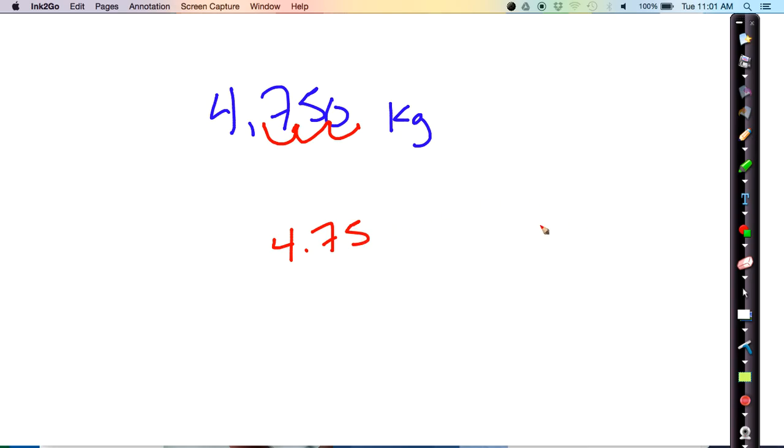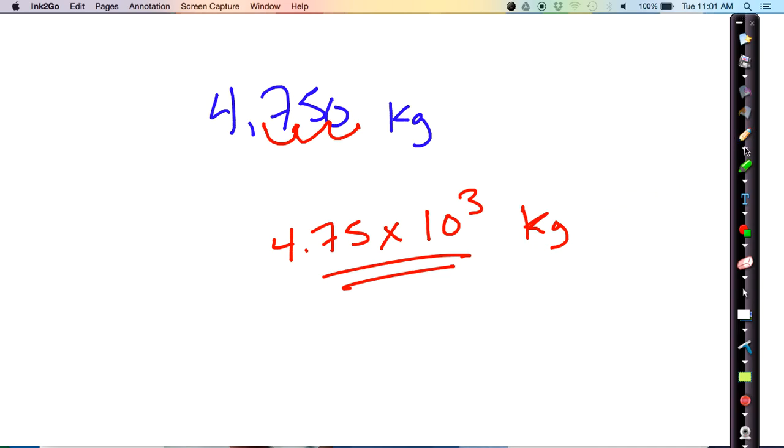So that's the first step. Move your decimal until you get a number between 1 and 10. The second step is to represent the number of times you've moved the decimal place with a power of 10. So I've moved my decimal place to the left 1, 2, 3 times. So I'm going to multiply 4.75 times 10 to the third power, and it's still kilograms, and there is my number in scientific notation, 4.75 times 10 to the third.